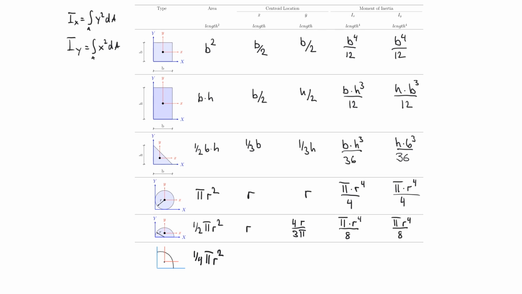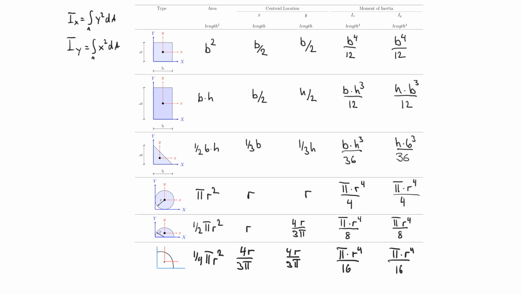My x location now is very similar to what I have above, 4r divided by 3 pi. And that is the case for both of them now, because it's symmetric about those two axes. And guess what? It is now the quarter circle. The quarter circle is the semicircle divided in two. So therefore now we have pi r to the power of 4 divided by 16. And this again, pi r to the power of 4 divided by 16.